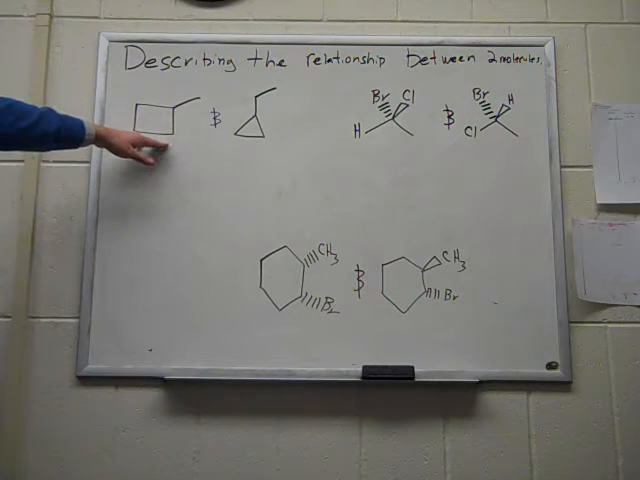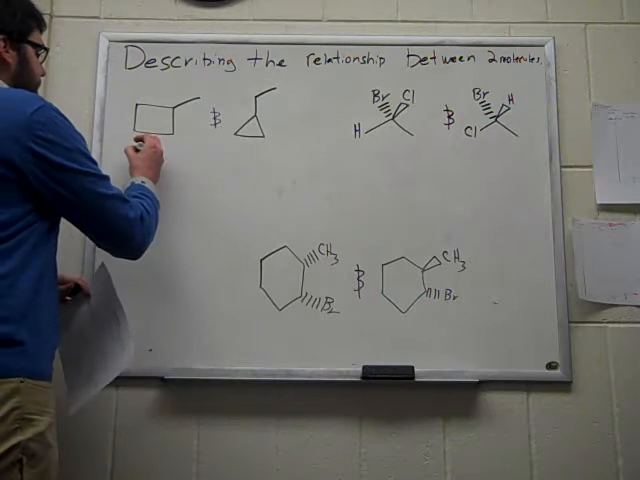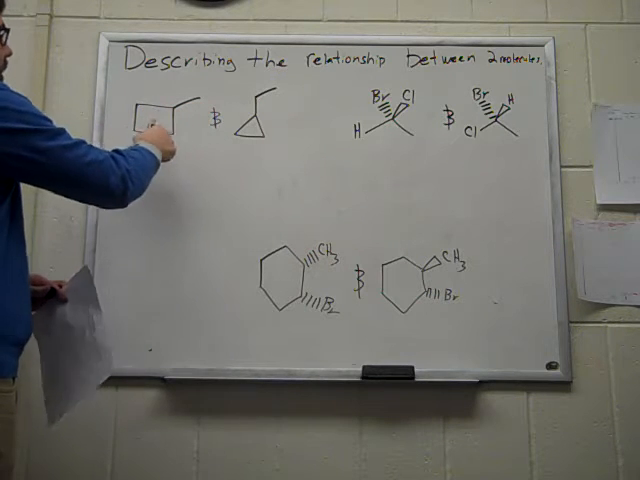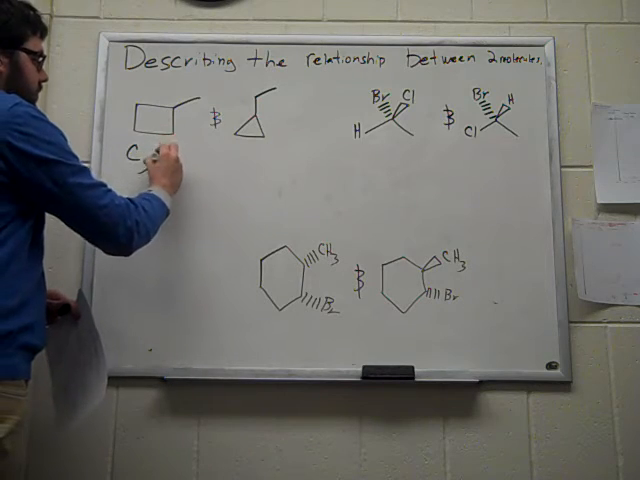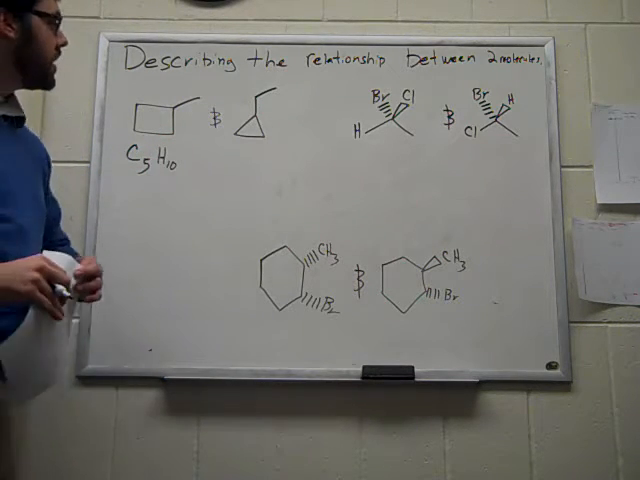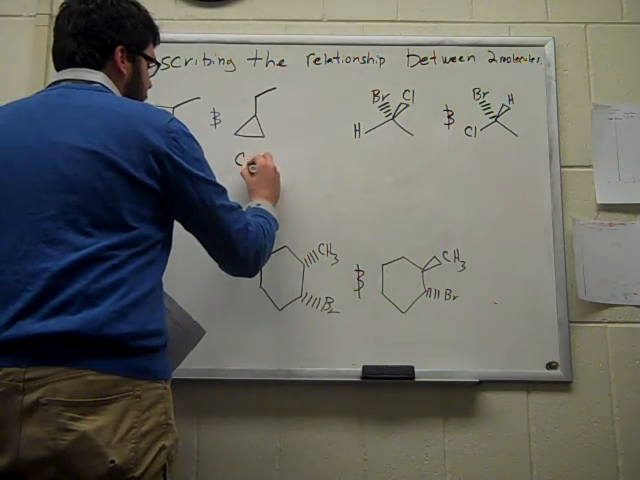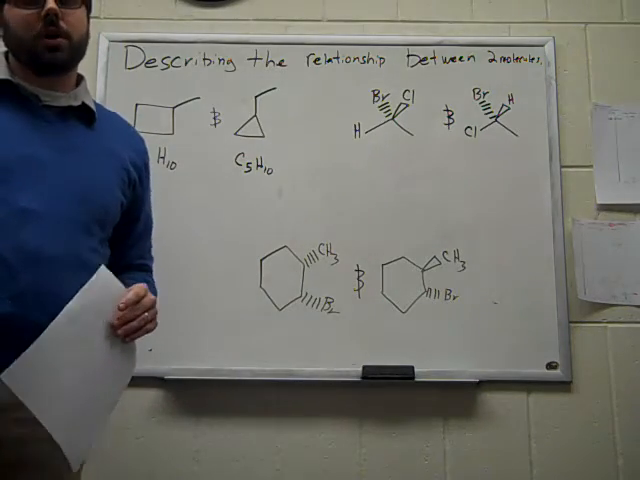So the first pairing here is we're looking at these two cyclic molecules. Okay, so the first question we have to ask ourselves is, do they have the same molecular formula? And in this case, this winds up being C5, a 4-membered ring plus a methyl group, and then 2, 4, 6, 7, 8, 9, 10. Okay? Over here, it turns out that this has the exact same molecular formula, C5H10. And so this means that these molecules are indeed isomers.